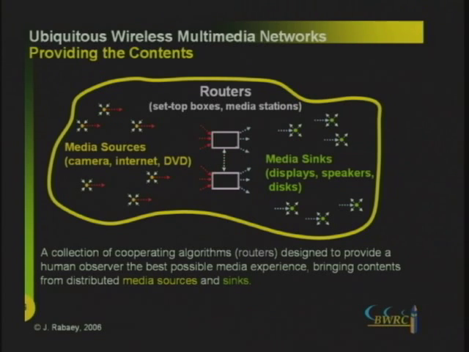On the other side, we have a set of output devices: a wide variety of displays, speakers, or storage devices like disks. I might want to capture certain experiences and put them on a storage device. And then we have things in the middle, which for the time being I'm going to call the router, something that connects those input devices to those output devices. Set-top boxes, media stations, and things like that take a set of input devices, process the information, and send it to a variety of output devices. So a multimedia network, to me, is a collection of collaborative or cooperating algorithms designed to provide a human observer the best possible media experience, bringing contents from distributed media sources and sinks. Key factor: distributed. The big factor is that those things are not going to be centralized in one place in your home anymore, but might be distributed through the whole space.